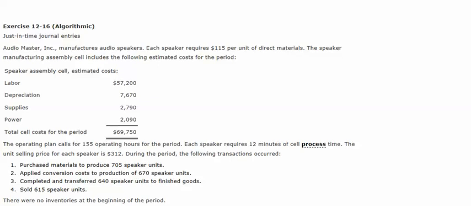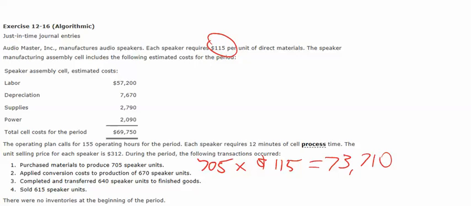During the period, the following transactions occurred. There are no inventories at the beginning of the period. So we're going to purchase direct materials of 750 units. So the calculation for the materials would be 705 units times the $115. So 705 times 105, that's 73,710.